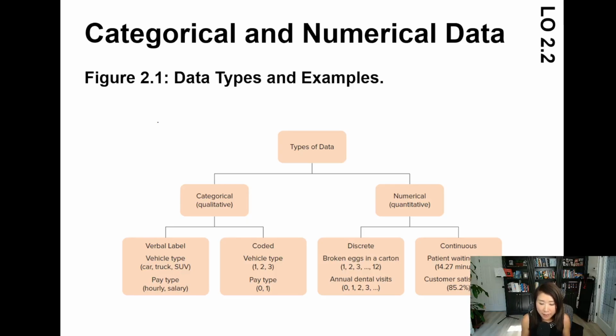Similarly for pay type, I can use 0 to indicate an hourly worker and 1 to indicate an annual salary worker, right? So 0 and 1 doesn't mean you don't get paid, as in 0, or you get $1 payment as 1. It actually just means two different categories.